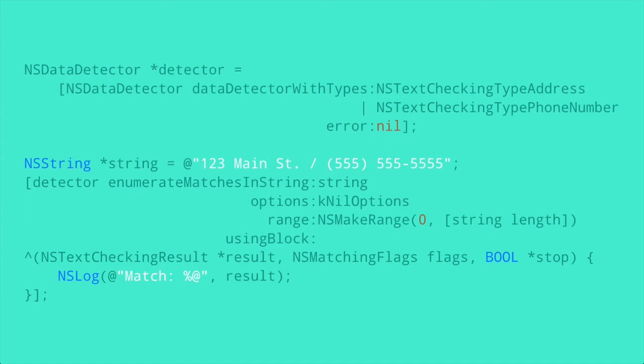NSDataDetector is a subclass of NSRegularExpression, which makes you wonder what the hell regular expression is built on top of that. How long is that thing? Maybe it doesn't actually use regular expression under the hood, but it's fun to think about.